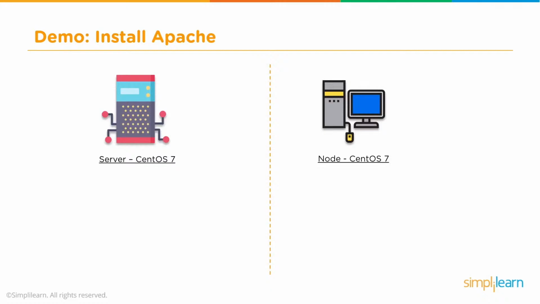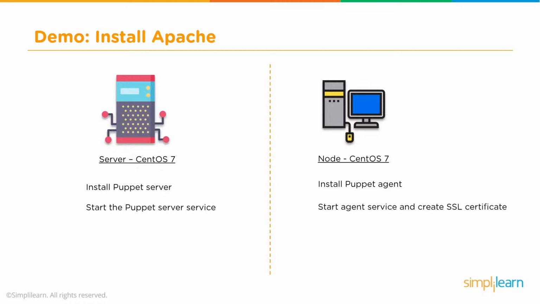Now both these machines are going to be CentOS 7 machines. And I have Oracle VM VirtualBox installed on my machine. So on that, I've simply created two virtual boxes, both CentOS 7 of course. So before we move on to the actual demo, I'll just take you through the various steps. So first we'll install the Puppet server on our server or master machine. We'll then start this server service. We then shift over to our node or the client machine and we'll install the Puppet agent service. We will then start this service too. And the minute you start the Puppet agent service, an SSL certificate is created. So this certificate will have the host name of your node attached to it.